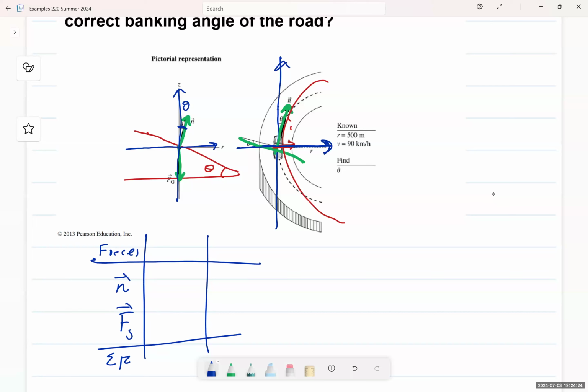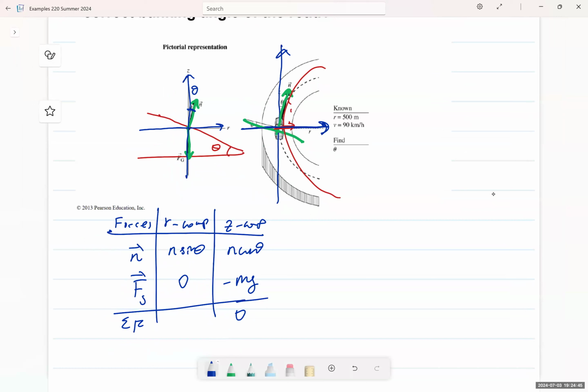Because of the angle the normal force makes with the vertical z-axis, the radial component is N sine theta, and the z component is N cosine theta. Gravity is straight down, negative mg. The vertical z-axis forces cancel each other, but the radial one is a centripetal force, which gives mv squared over r. So the first equation is N sine theta equals mv squared over r.